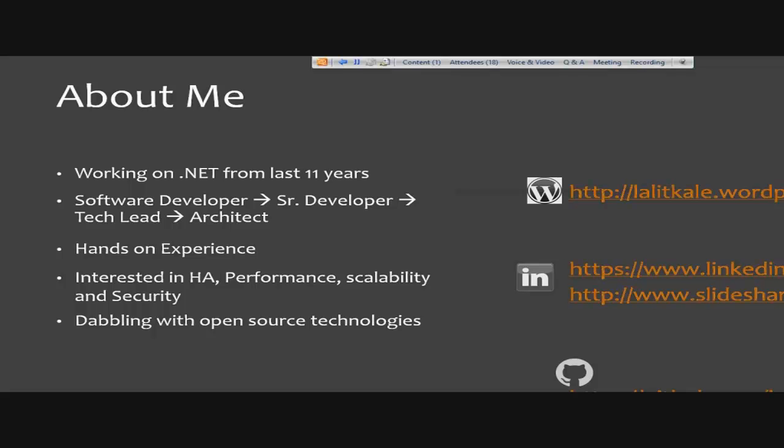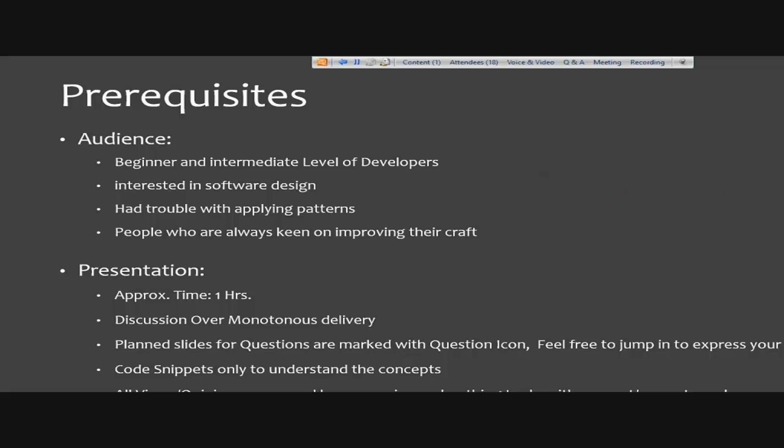About me, I have worked with .NET for the last 11-12 years and am now working as a senior developer at Dell, and I have hands-on experience from all those years. I started with .NET 1.0 and am still working with .NET 4.5, 4.6 nowadays. I'm interested in all the intricacies of architecture and also dabbling with a couple of open source technologies, and these are my social coordinates. Prerequisites are nothing, you should just have the interest.